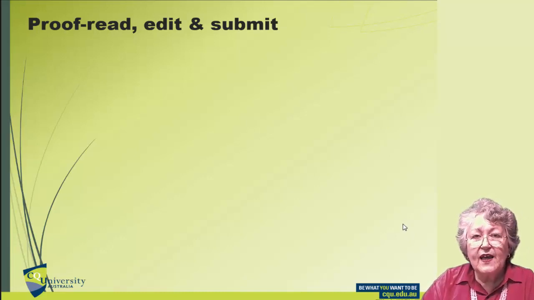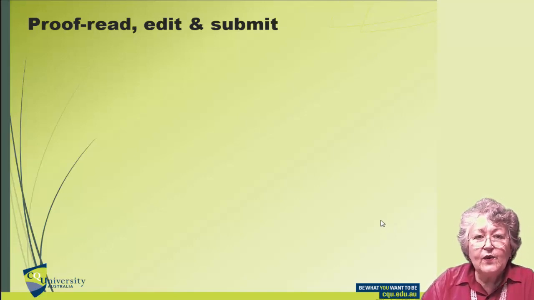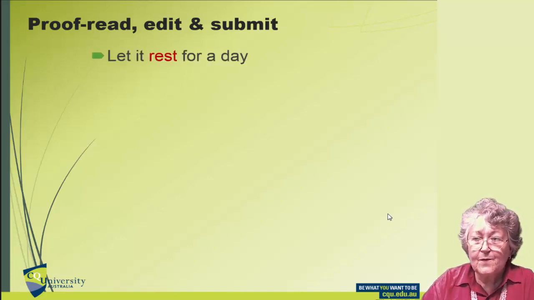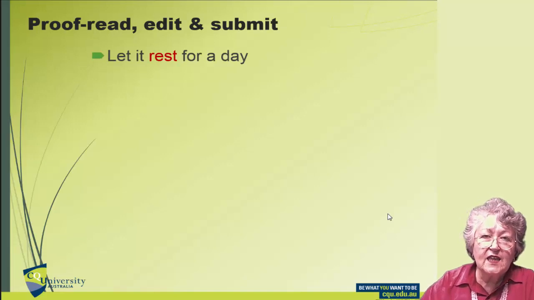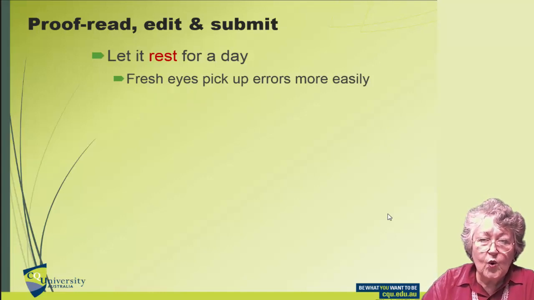Now, once you've done all of that, you've got your assignment basically written, your first draft has been done, you've got your references together. They may not be complete yet, but that's all right. Now we need to get to the stage where we proofread, we edit, and we submit. So, the first thing you need to do is let it rest for a day. Do not try and do your proofreading as soon as you are finished, because you will miss most of the errors. Fresh eyes will always pick up errors more easily.